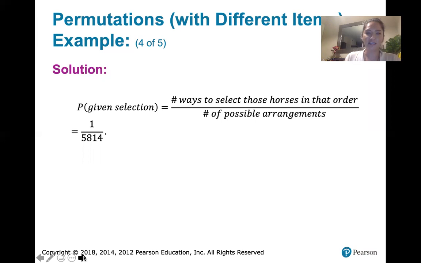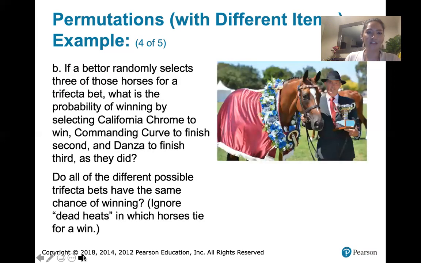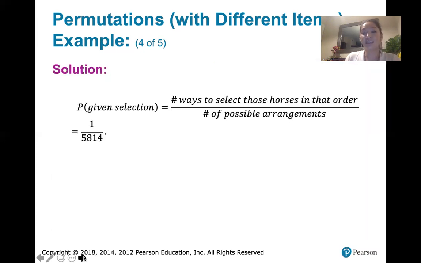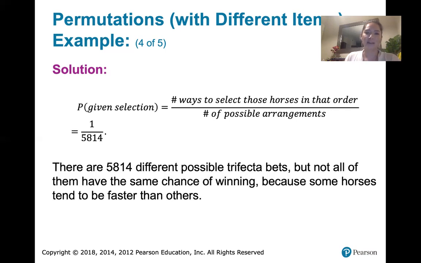Now, with regard to the second question, let's look at it again. Do all the different possible trifecta bets have the same chance of winning? They really don't. So we made an assumption when we calculated this probability that all of them had the same chance of winning. But the reality is that some horses are actually faster than others, and they have a track record of being faster than others. So they don't all have the same chance of winning.